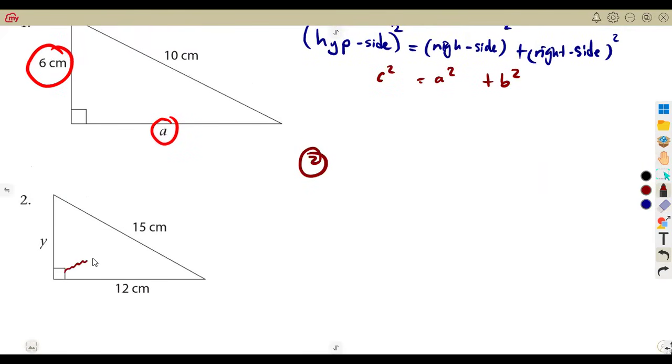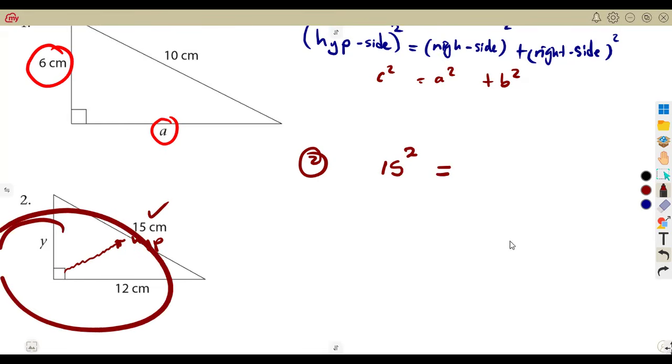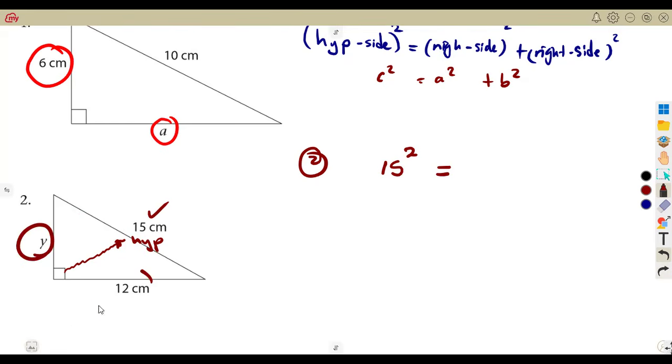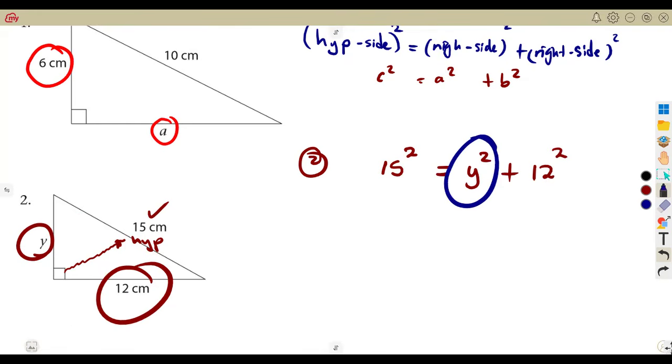As we can see, this is 90 degrees. So the side facing 90 degrees is our hypotenuse. We have the hypotenuse, which is 15. So 15 squared is equal to what? The sum of the squares of the two shorter sides. What are we having on the shorter sides? The y and the what? The 12. So that's y squared plus 12 squared. So we can calculate the value of the unknown, which is y.